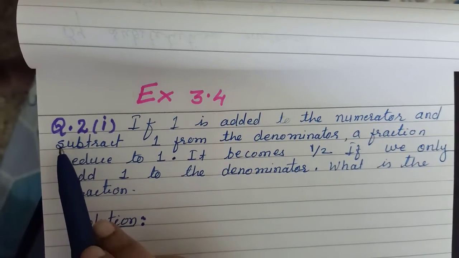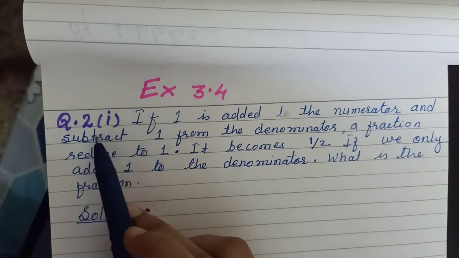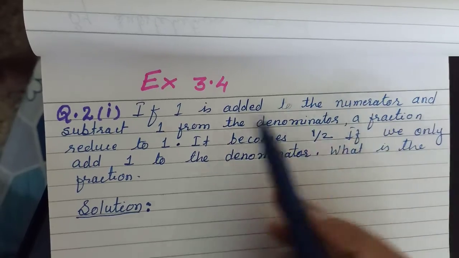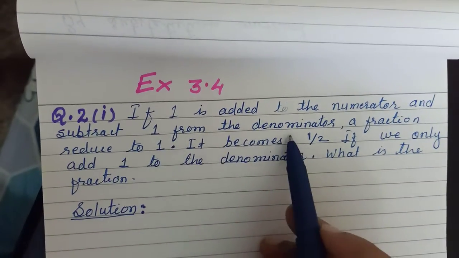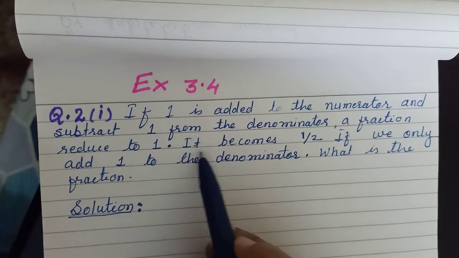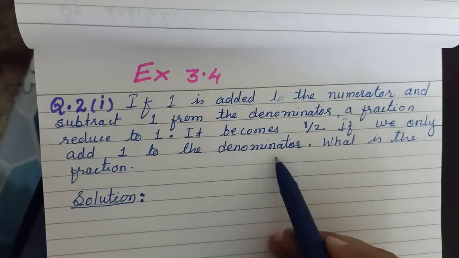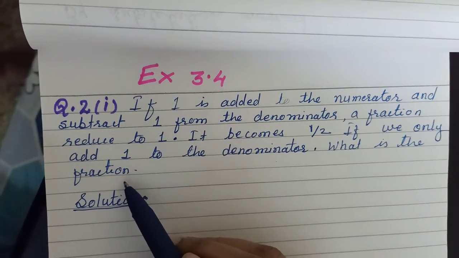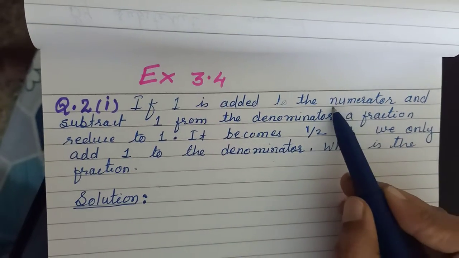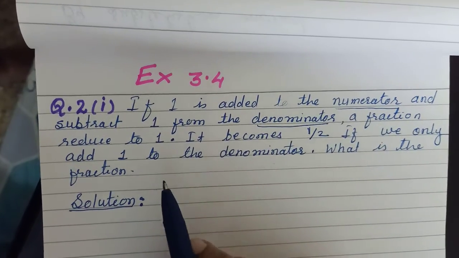Today we will start question number 2 of exercise 3.4, which are the word problems. The first word problem is: if 1 is added to the numerator and 1 is subtracted from the denominator, a fraction reduces to 1. It becomes 1 by 2 if we only add 1 to the denominator. What is the fraction? In the question they are asking about the fraction, but we don't know what is the numerator and what is the denominator, but some conditions are given.